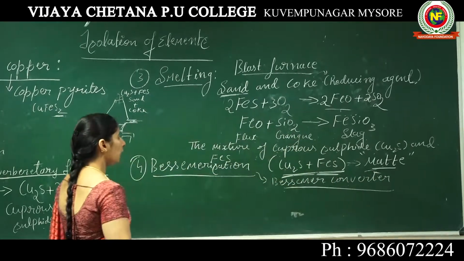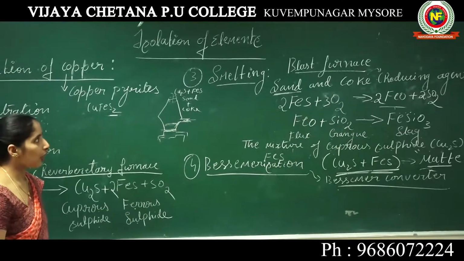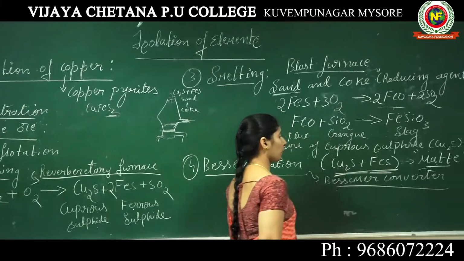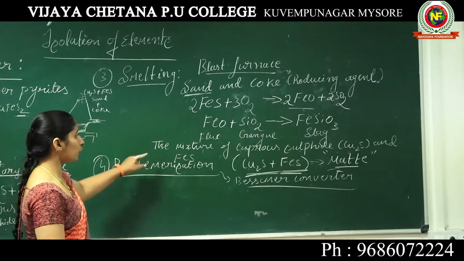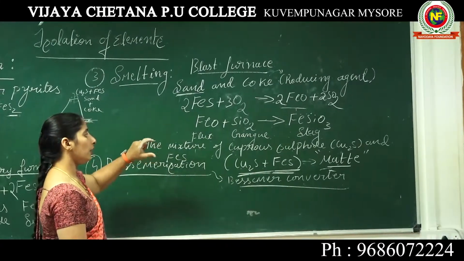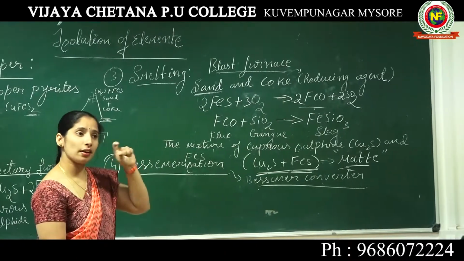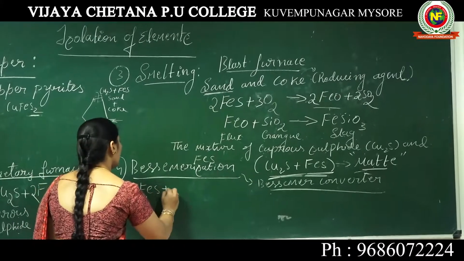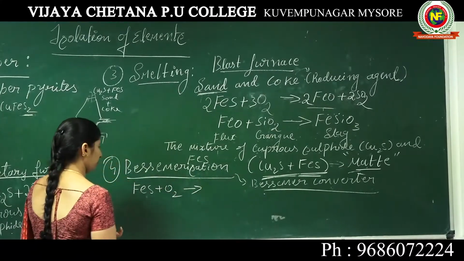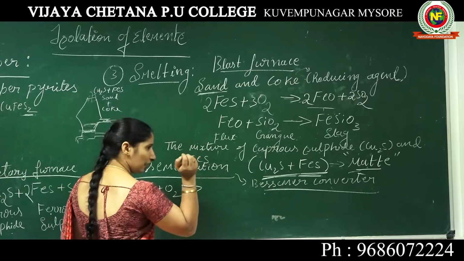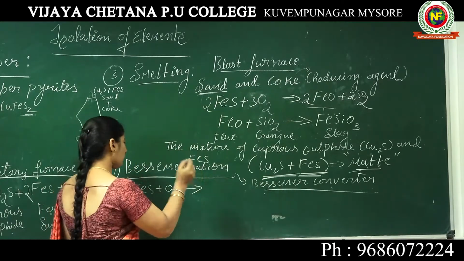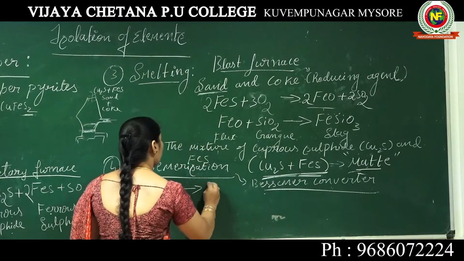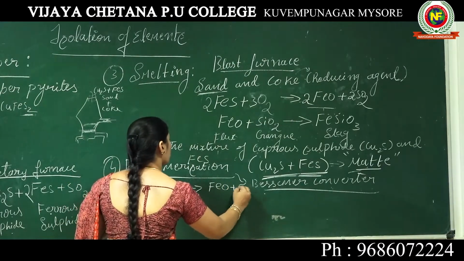Now this mixture is introduced into the Bessemer converter. The mixture of cuprous sulfide and traces of unconverted ferrous sulfide: this FeS again combines with oxygen, forming ferrous oxide plus SO2.